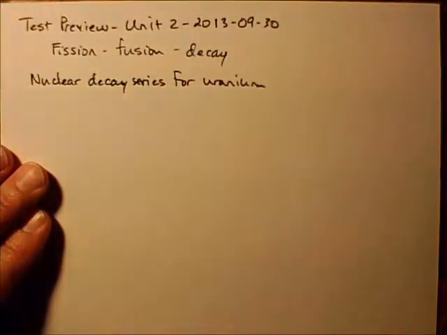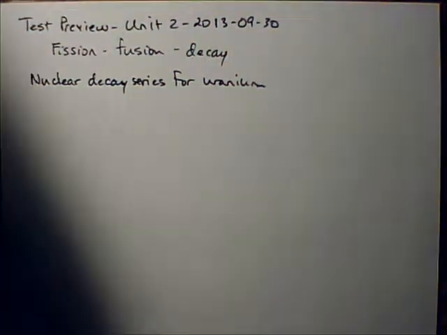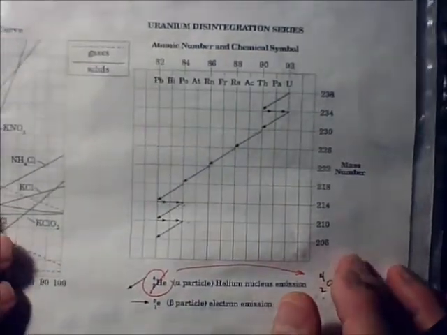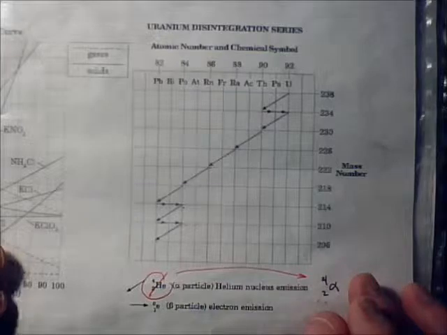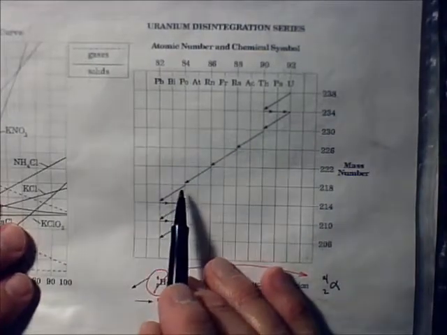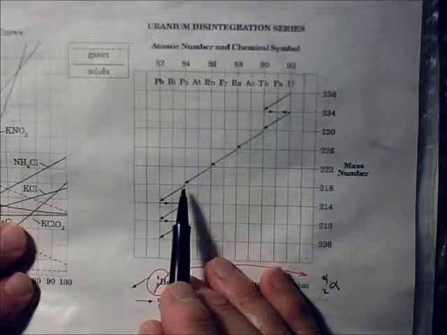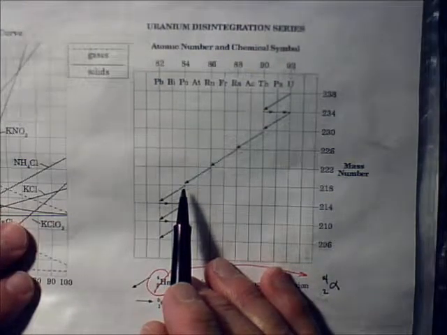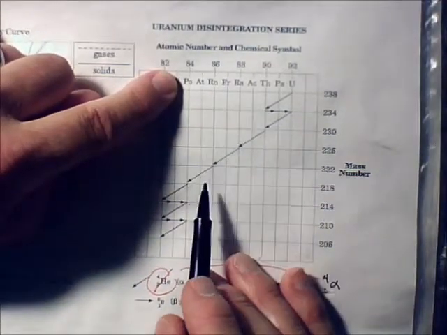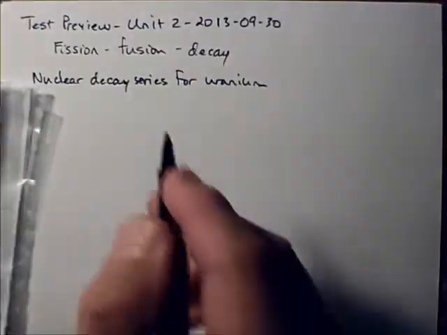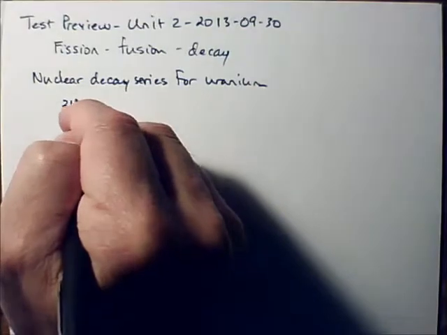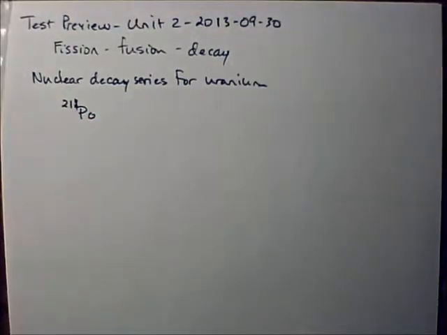The Uranium Decay series. Okay, so here is what is on your test references for the Uranium Disintegration series. I like to call it the Decay series. And I think I'll choose to start right here in the process. So we're going to start with polonium 218. This is polonium, the mass is 218, and the atomic number for polonium is 84.